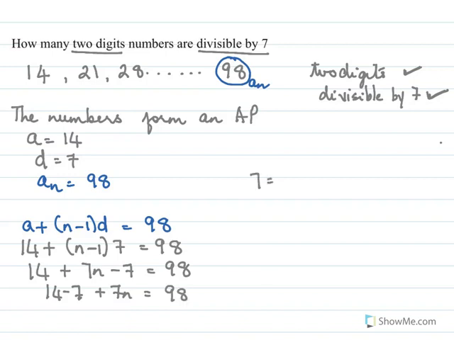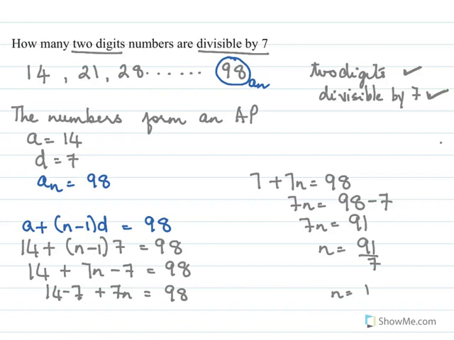So 7 plus 7n equal to 98. So 7n, 98 minus 7, 7n is 91, n equal to 91 by 7, and n equal to 13. So the answer is 13. There are 13 2-digit numbers divisible by 7.